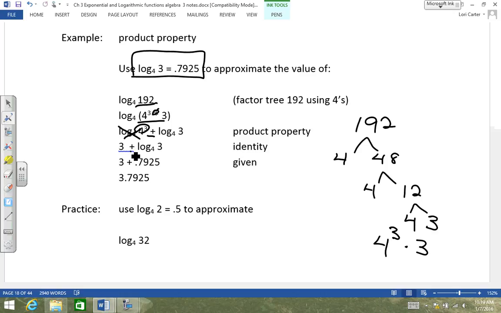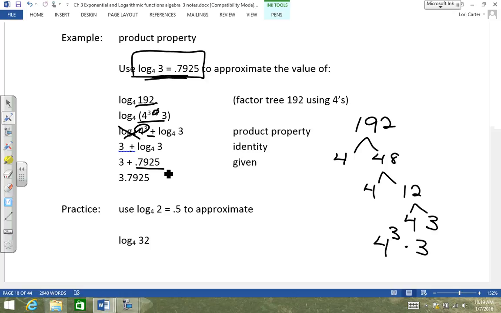All right. So now I have log base 4 of 3. Do I know what that equals? Yeah, because that was what was given. That's off your table. So log base 4 of 3 is 0.7925. Add them together, and I got 3.7925, and I'm done. That's how you evaluate logs without a calculator. That's crazy. It is crazy.